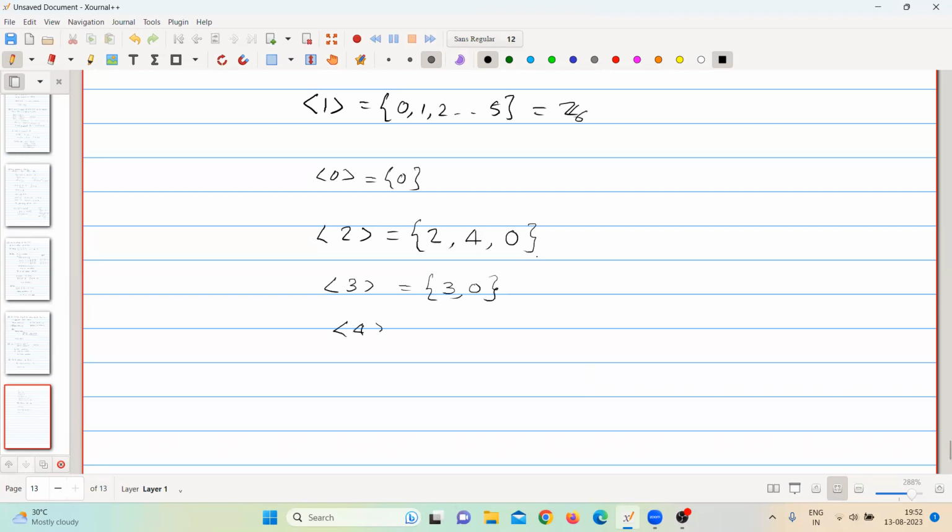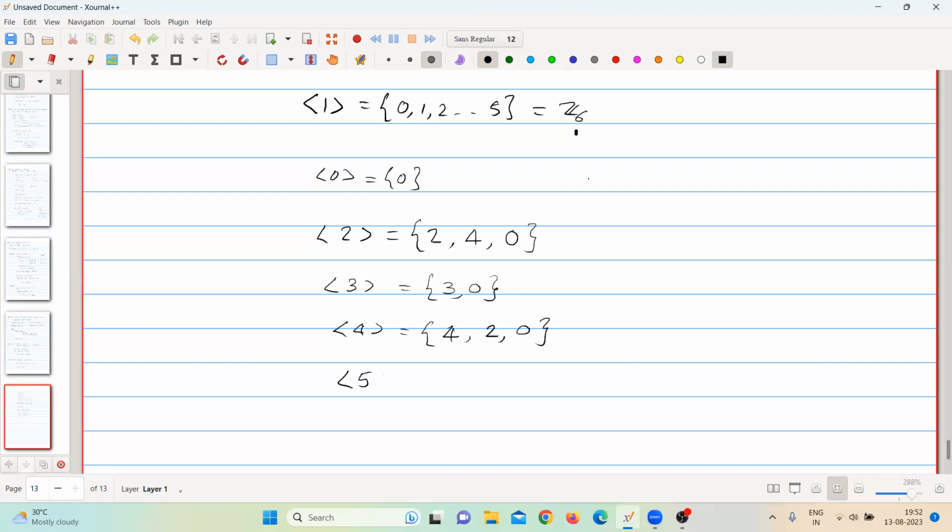Now if I am taking 4, then 4 plus 4 is 8, and 8 in Z6 is 2. So 4, 2, and 2 plus 4 is 6, which is 0. Again, repeating means we get the same set. That is, the subgroup generated by 4 and the subgroup generated by 2 are the same. You can see here, right?